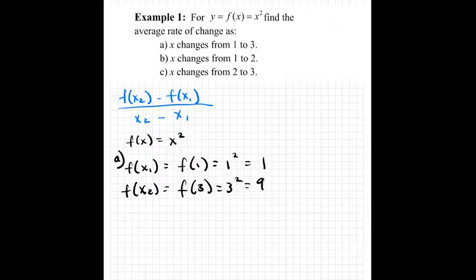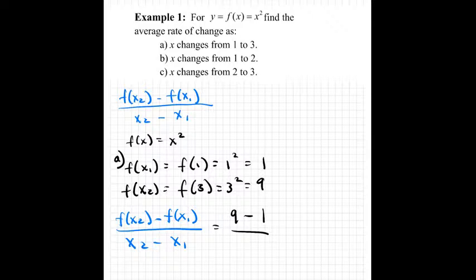So now we're ready to plug in. So let's just get a copy again. f of x2 minus f of x1 over x2 minus x1. That's going to be, sorry, f of x2 is 9, f of x1 is 1. x2 is 3, and x1 is 1. Right? So it's going to be 8 over 2, which is 4. Okay. So we got an average rate of change of 4.